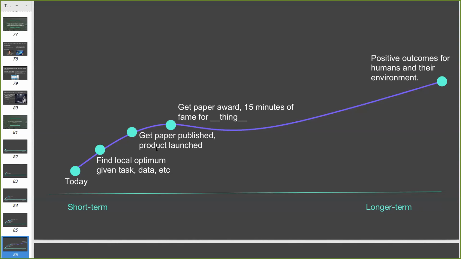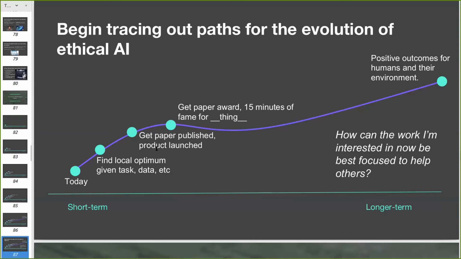If you are an individual researcher, no matter what company you work for and what product you're working on, you have to stick to your ethics so that the work you're doing produces positive outcomes and works for the betterment, but doesn't really cause any ill effects. So that's something very important that we all need to be aware of. How can the work I'm interested in now be best focused to help others? That's something you have to keep asking yourself from time to time.